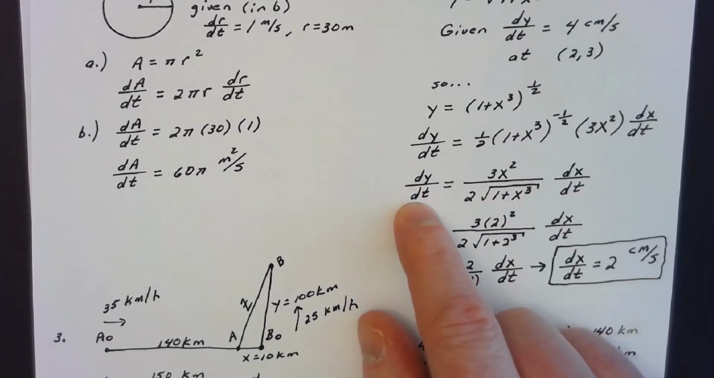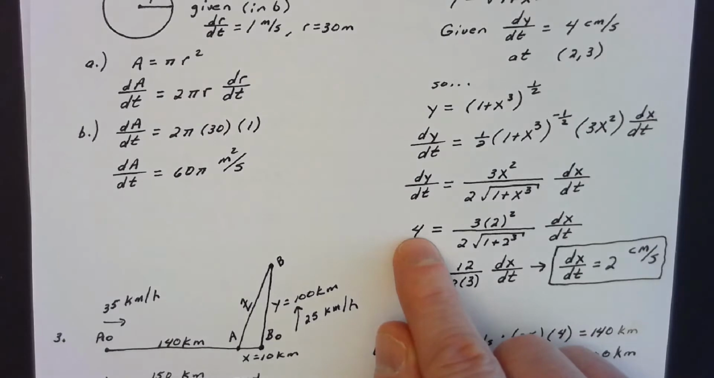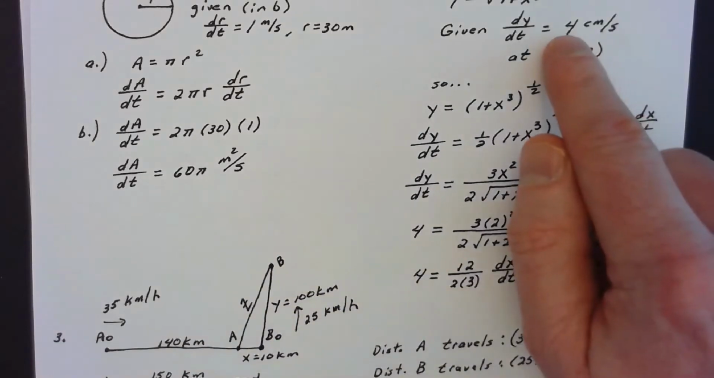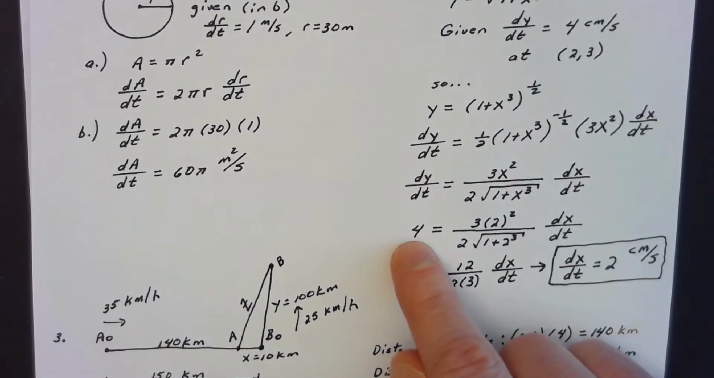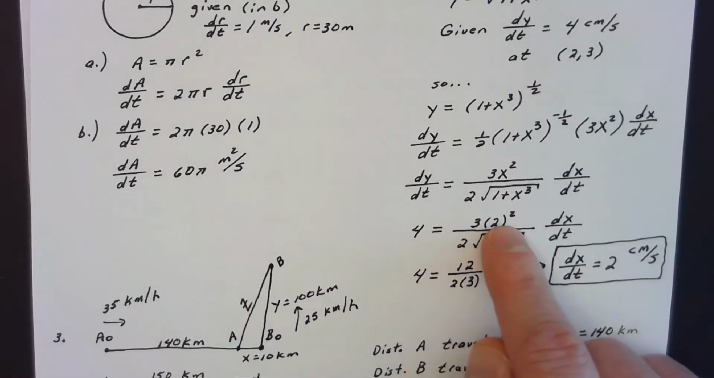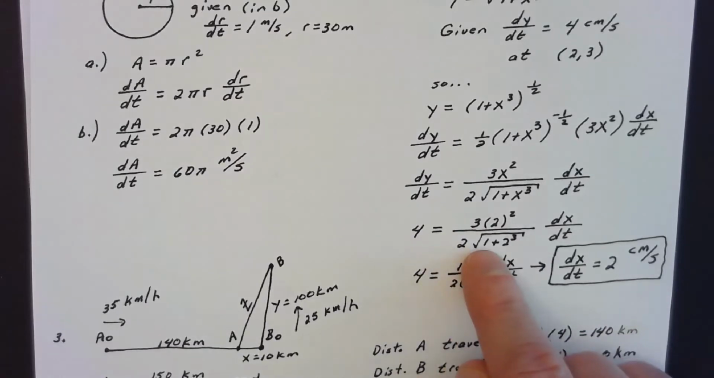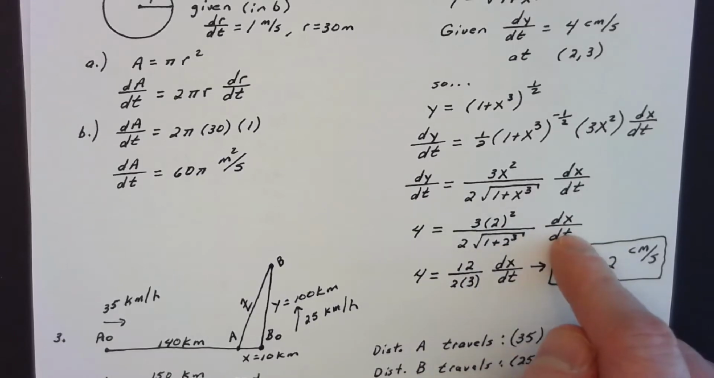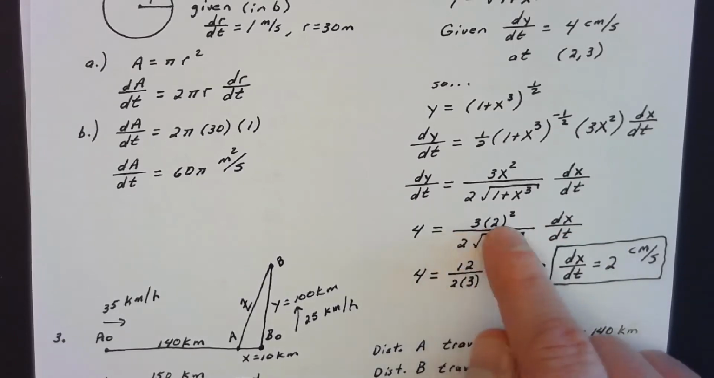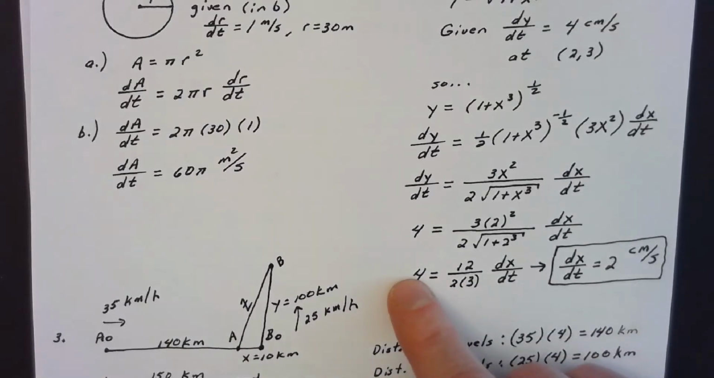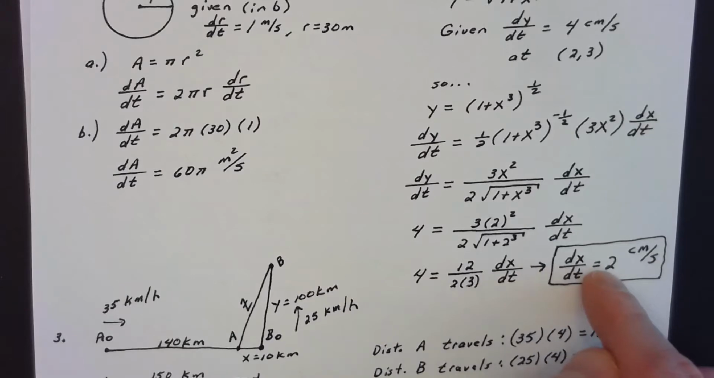I'm trying to solve for dx/dt. I know dy/dt is 4 centimeters per second, so you'll see I plugged that in. I know x from the problem is 2. So 3x squared becomes 3 times 2 squared, over 2 times the square root of 1 plus 2 cubed, all of that times dx/dt, which is what we're solving for. This simplified to just be 12 over 6, which is 2. So I know 2 dx/dt is 4. I just divided by 2 on each side and got dx/dt equal to 2.